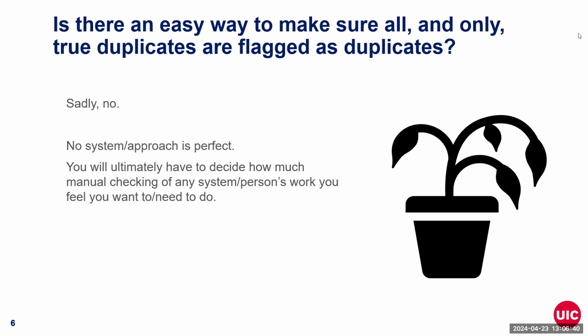So I feel like the $1 million question that you're all hoping I'm going to have a different answer for is: is there an easy way to make sure all and only true duplicates are flagged as duplicates? Because ideally that is what we would want, of course. And sadly, no system is perfect. You will ultimately have to decide how much manual checking of any system or person's work you feel you want to or need to do to make sure that you have correctly identified things that are duplicates and only the things that are duplicates.